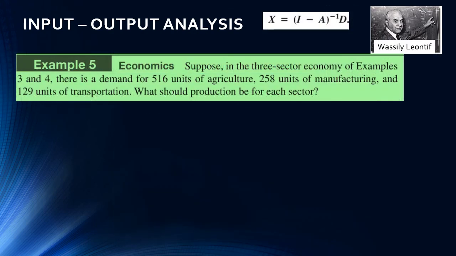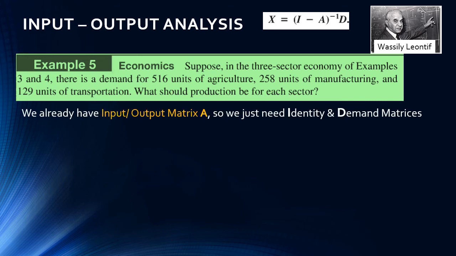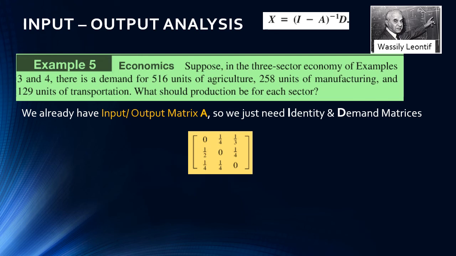Okay, so let's look at this. Suppose in the 3-sector economies of examples 3 and 4, there's a demand for 516 units of agriculture, 258 units of manufacturing, and 129 units of transportation. What should production be for each sector? We already have the input-output matrix A, so we just need the identity and demand matrix.